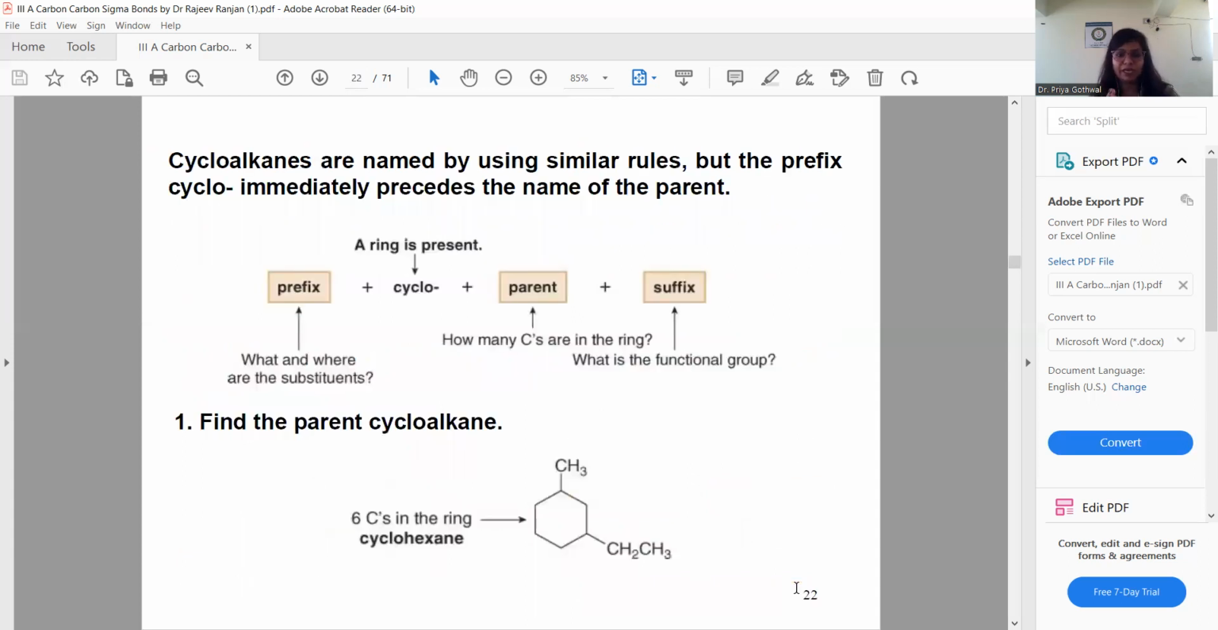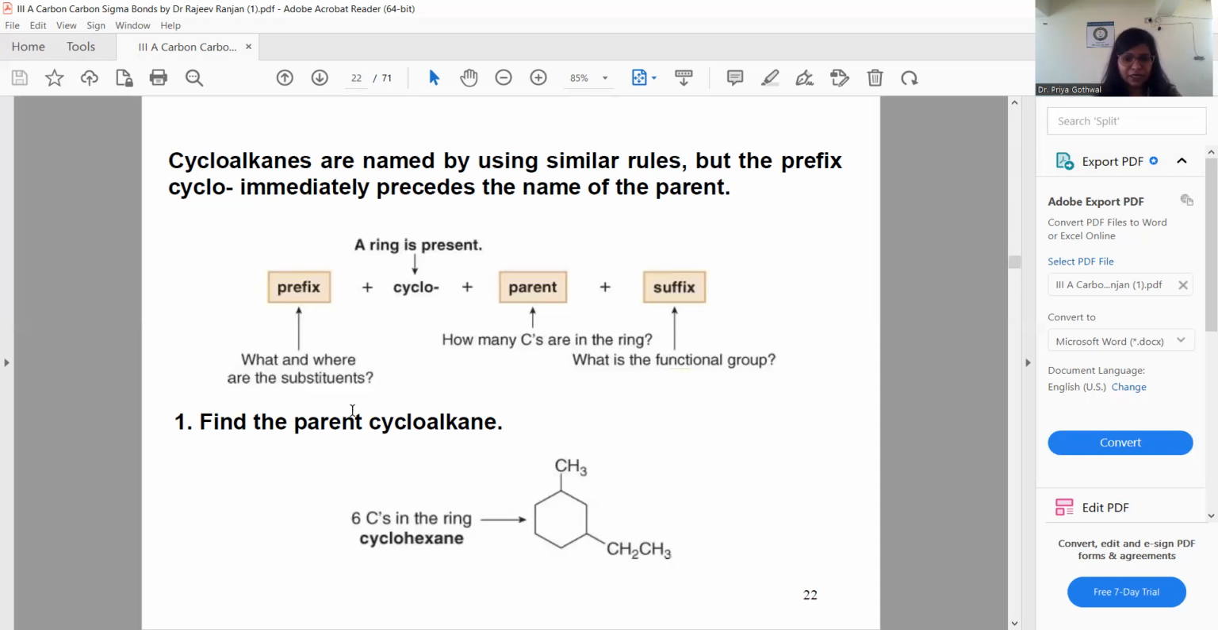So the cycloalkanes are named by using similar rules. The prefix cyclo immediately precedes the name of the parent. Likewise, the prefix is the substituents, plus cyclo to denote that a ring is present. The parent tells how many carbons are in the ring, and the suffix is the functional group of the compound. So this is the procedure for the IUPAC nomenclature of the alkanes, which also applies to the cycloalkanes.